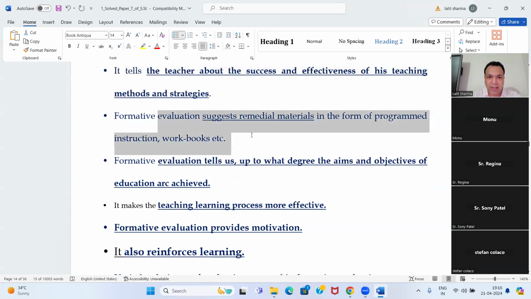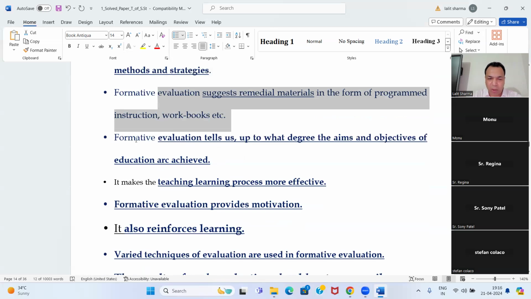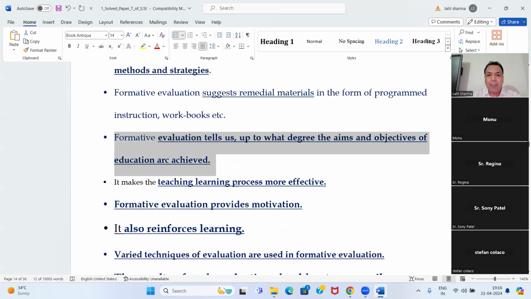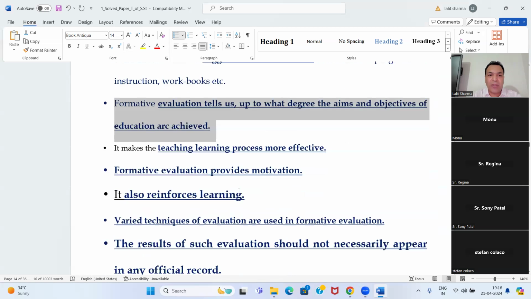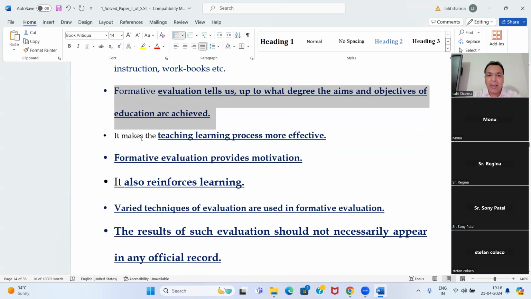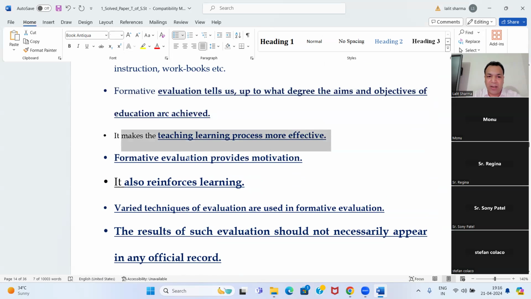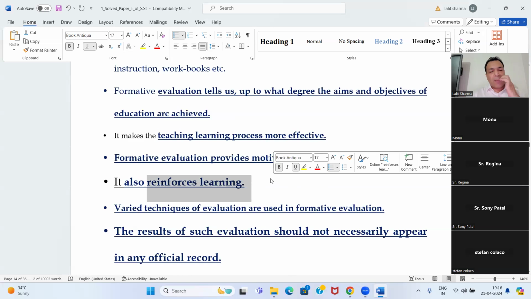Formative evaluation suggests remedial material in the form of a programmed instruction. Formative evaluation tells us up to what degree the aims and objectives of education are achieved. It makes teaching learning process more effective. Formative evaluation provides motivation. It also reinforces learning. ये देखो, reinforcement बहुत जरूरी है. Most important है reinforcement. Okay.